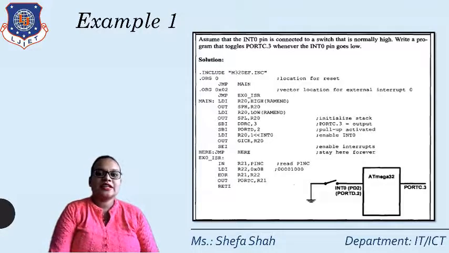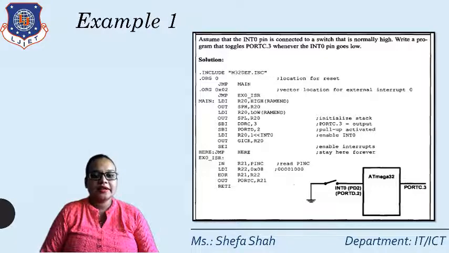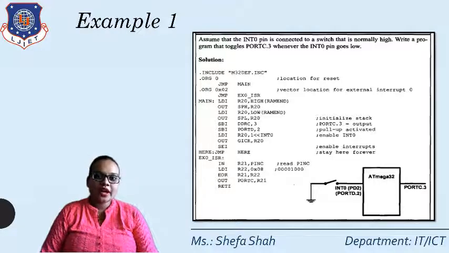Now let's see an example based on external interrupts. Assume that the INT0 pin is connected to a switch which is normally high. Write a program that toggles port C third bit whenever INT0 becomes low. So here we need to monitor this INT0 bit. Initially it is high. Whenever it becomes zero, at port C third bit we need to generate data which toggles that particular bit.